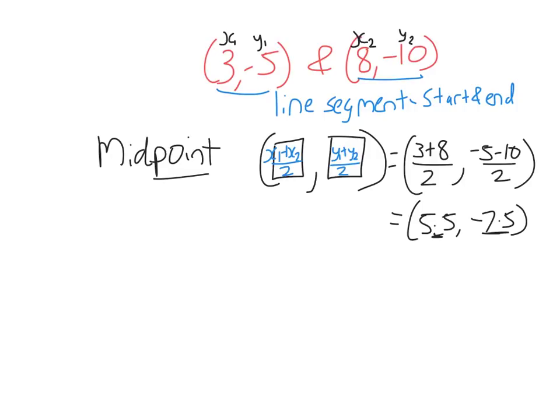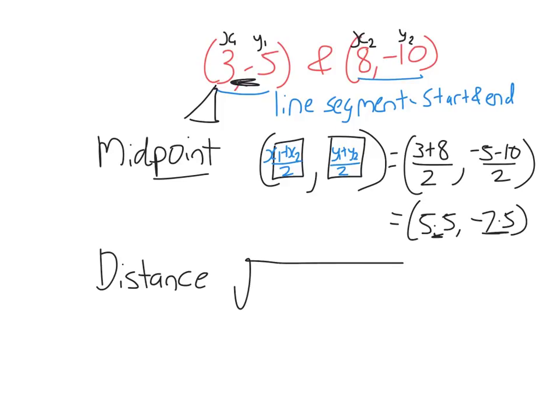So that's the midpoint. So the distance is actually using Pythagoras. You find out, like if you start here, how far you've gone across, how far you've gone up, and the distance is the hypotenuse of the right-angled triangle. So the distance formula is square root of a squared plus b squared. It's the difference between the x value squared plus the difference between the y value squared.